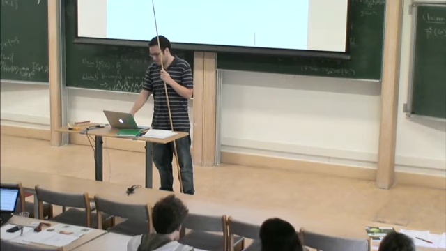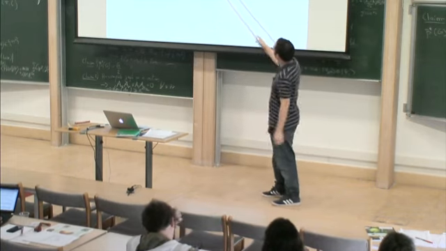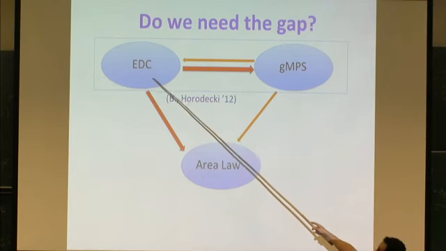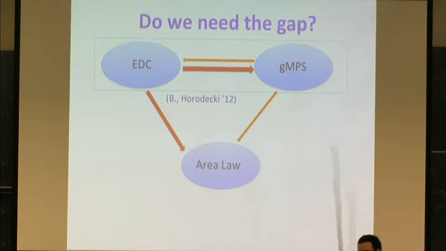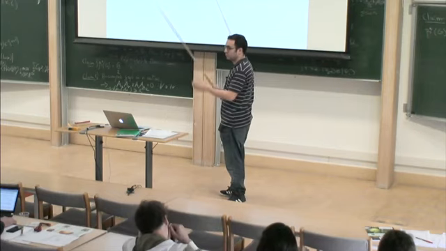Okay. So what I want to do in the rest of the talk is try to explain this one. And actually this will follow from showing that exponential decay of correlations implies an area law. First, let me give you some argument for why it's very natural to expect that we should have an area law from exponential decay of correlations.